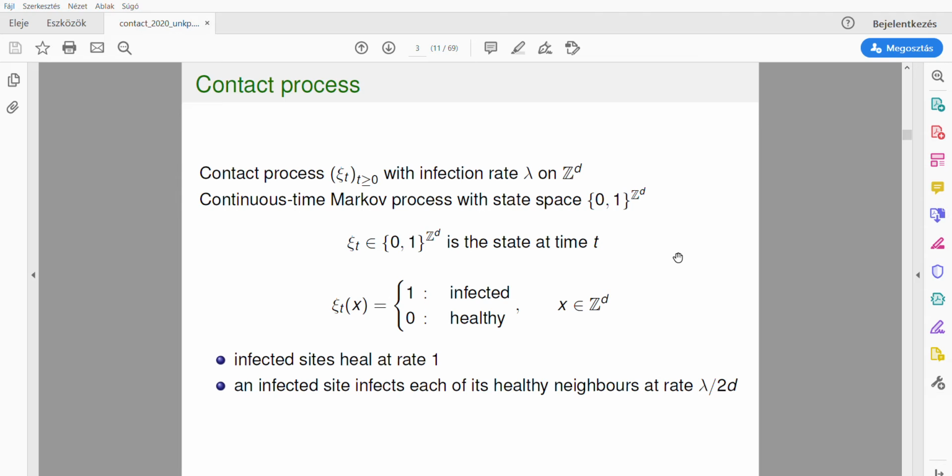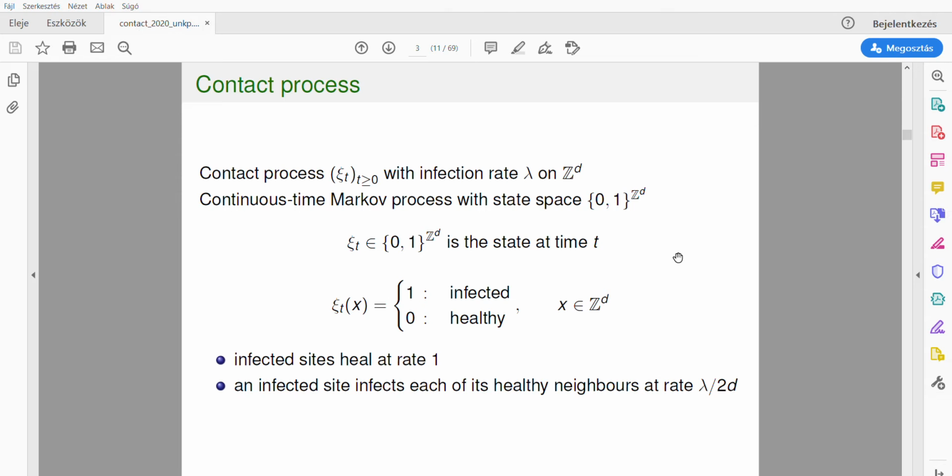When my infection clock rings, I choose one of my neighbors uniformly at random, and I try to infect this other person. If that person is not infected at the time when I try to infect him, then he will become infected, and if he was already infected, then nothing happens. So that's how the infection spreads. Infection spreads in a random way from sites to neighboring sites.